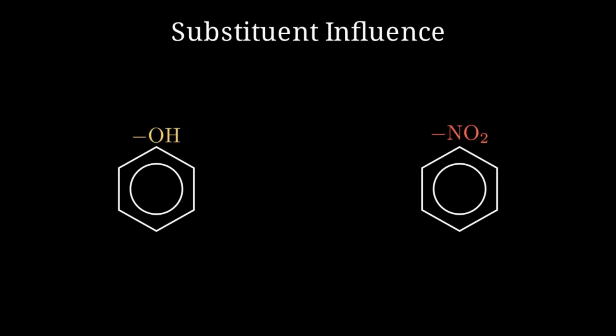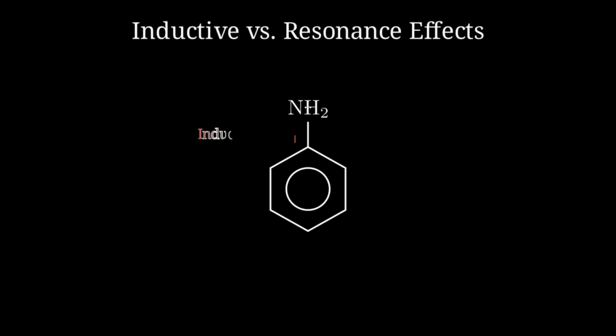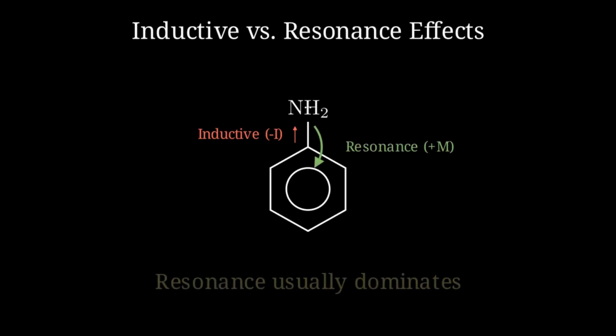Groups already attached to the ring can either donate electrons to speed up the reaction or withdraw them to slow it down. These are known as activating and deactivating groups. Substituents influence the ring through two paths: inductive effects through sigma bonds and resonance effects through pi systems. For many groups, like hydroxyls and amines, the resonance donation far outweighs the inductive withdrawal.